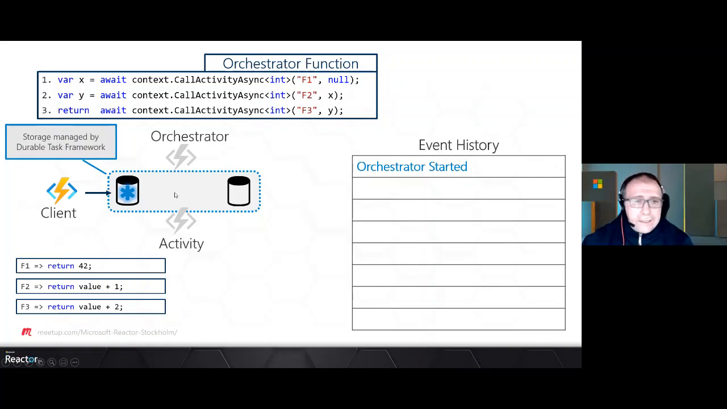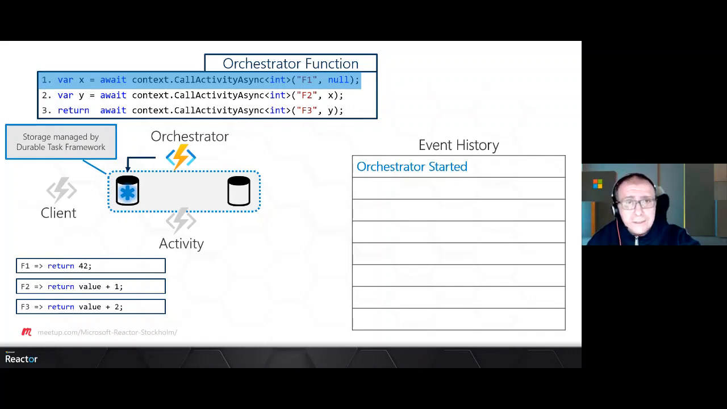When you run the client, it says to the durable extension, "Hey, durable extension, I want to start a new orchestrator." The extension uses a storage and a couple of queues, but you don't care about how it uses these queues. Just understand the mechanism, the pattern behind the scenes. The client writes something in the storage that is managed by the Durable Task Framework, and then the platform understands that a new orchestrator needs to be run.